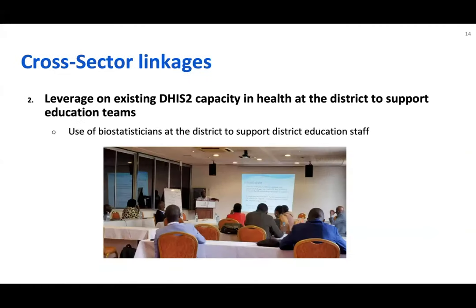The other area, of course, as I mentioned, was working closely with the district health teams that have used DHIS2 for quite a long time. The biostatisticians at the districts have really been very key in this implementation. They have gone the extra mile during the trainings, during the meetings, and even on site, helping the education teams to enter their data and analyze it. The challenge from the education sector has been a lack of IT and statistical persons to manage this data, so the closeness of these district health teams has really helped in that area.